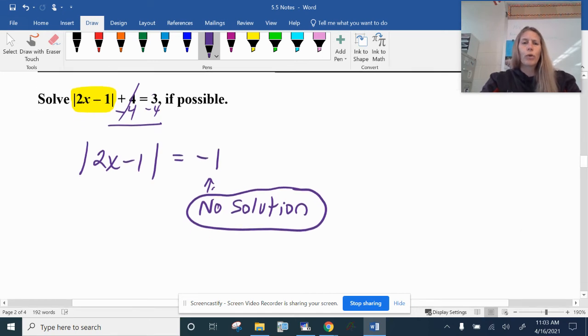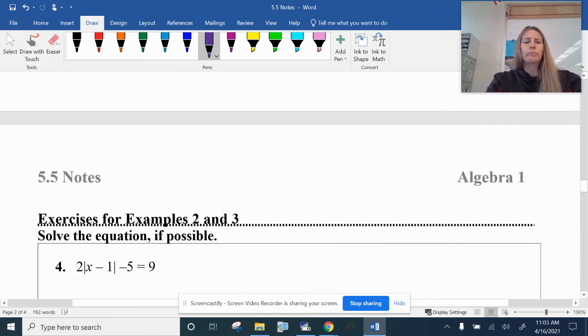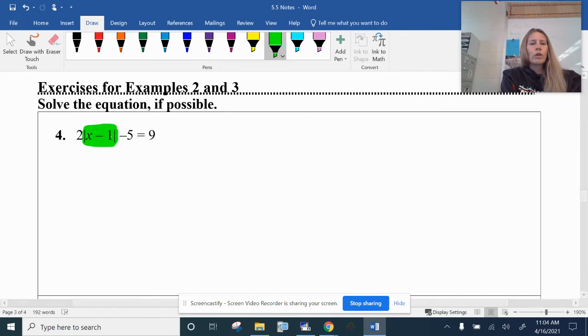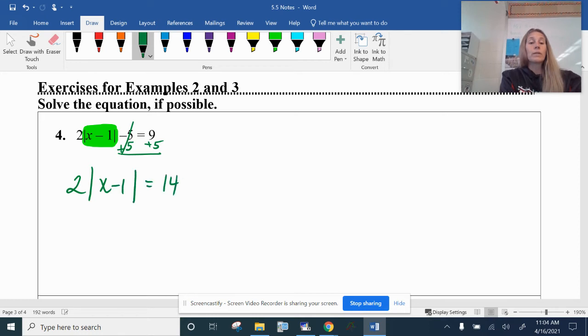So let's do a couple more examples just to practice with this. In this first example, I want to get my absolute value part of the equation all by itself. So the first thing I'm going to do is use my inverse operation to move my 5 over. That's going to give me 2 times the absolute value of x minus 1 equals 14. Then again, we're not going to distribute here, so we're going to divide both sides by 2, leaving me with the absolute value of x minus 1 equals 7.